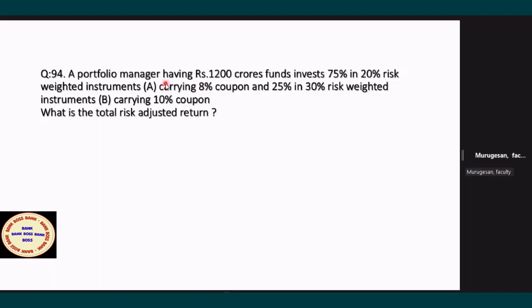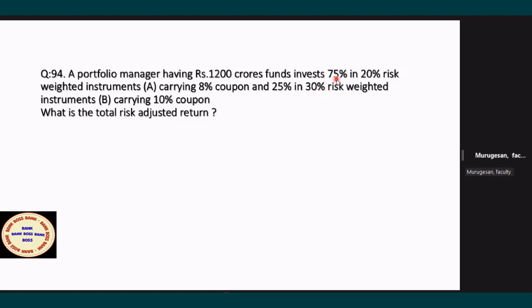Similar question. The twister question they will always ask. A portfolio manager means nothing but a treasury manager of the bank. He is having 1,000 crores funds. He is having surplus, that is, investable funds are 1,000 crores. And what he does, he invests, all investments should not be in one basket. Don't put all the eggs in one basket. You have to diversify your investment to spread the risk.